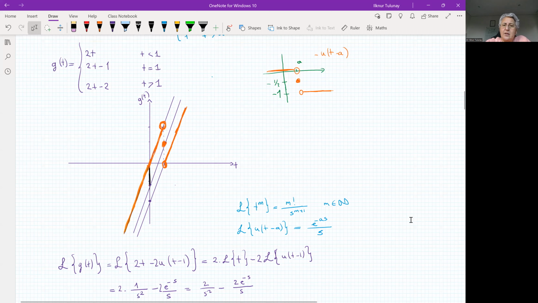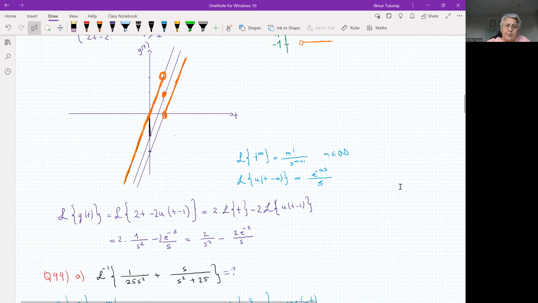Now, let's calculate the Laplace transform of it. For g(t), we have the addition of two functions. We can split it up by the linearity of the transformation. So the Laplace transform is linear, so we have the constant times the Laplace transform of t, minus 2 times the Laplace transform of u(t minus 1). Now from the table, the Laplace transform of u(t minus a) is given by e to the minus as over s. So in this case, if a is equal to 1, we will have e to the minus s over s, right?